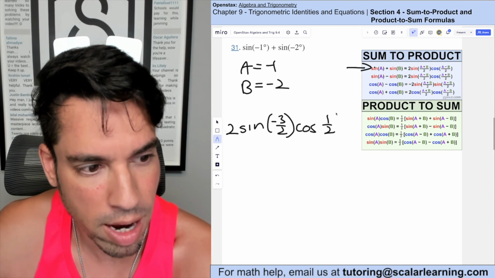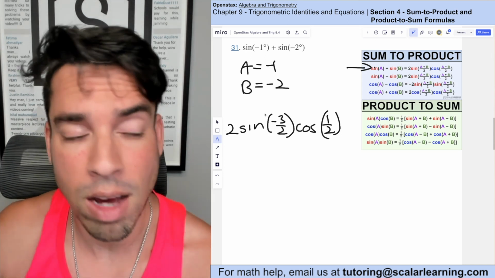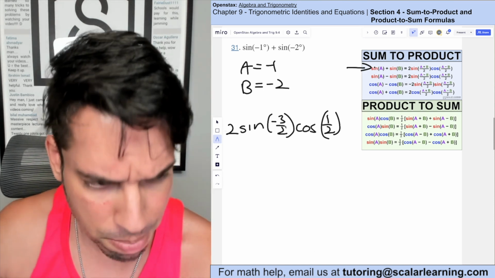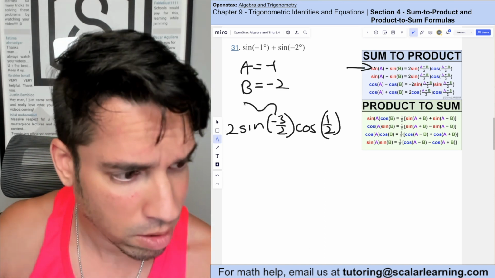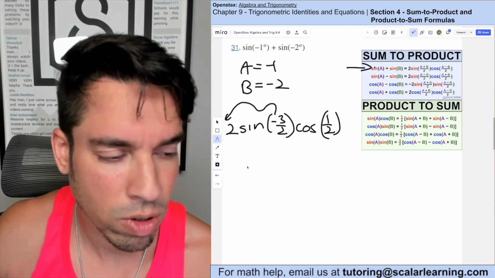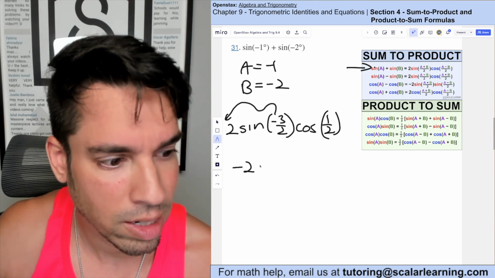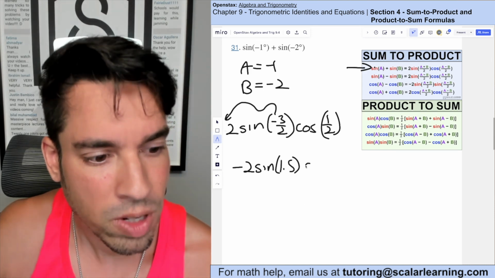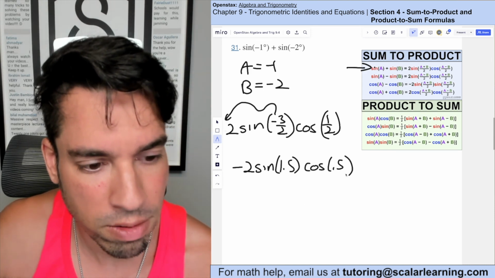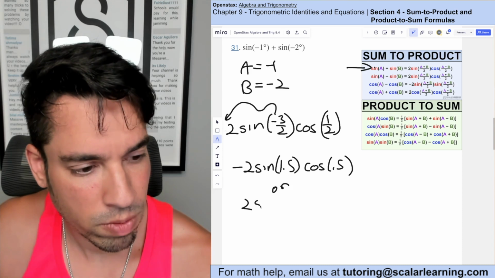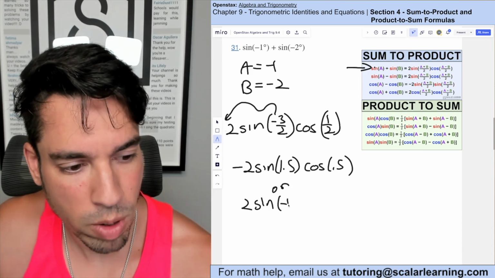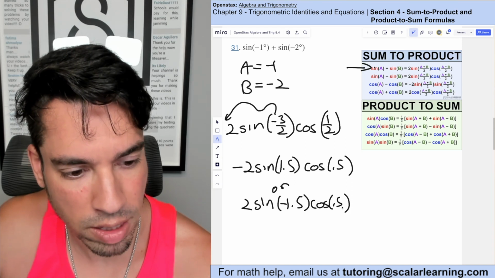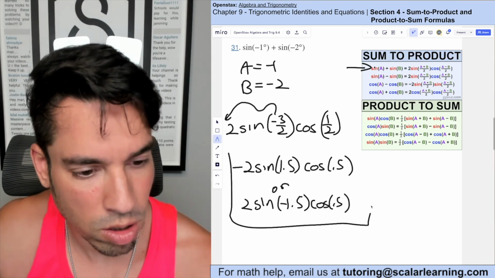is positive 1/2. And then we know that sine is an odd function. That means sine of a negative is the same as negative sine of that positive, which means I can basically pull this minus sign out and put it in front. So my final version would be -2 sine of, let's put that in decimal format, 1.5 times cosine of 0.5, or leaving it in, which is equivalent, but this is how they have it in the back of the book. Either way, -1.5 inside cosine of 0.5 like this. So either of these are legit.